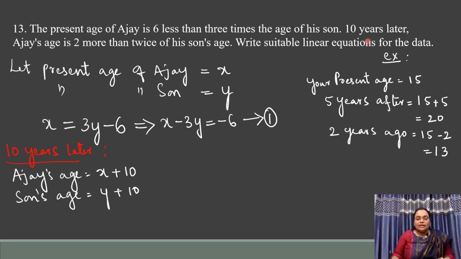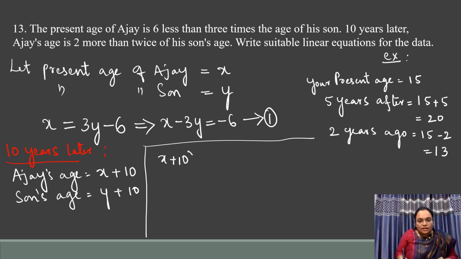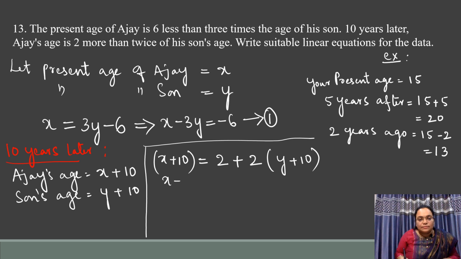So, he says that 10 years later, what is Ajay's age? X plus 10 is 2 more than twice of his son's age. What is son's age? Son's age is y plus 10. Twice of that is 2y plus 20. This will be x plus 10 is equal to 2 plus 2y plus 20.